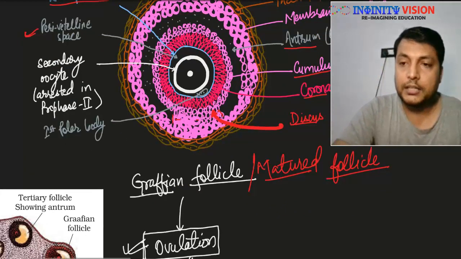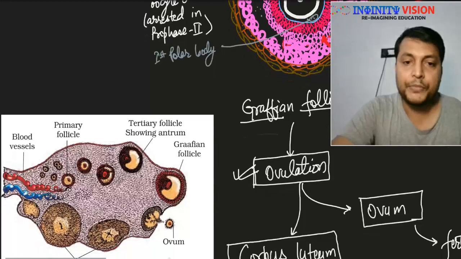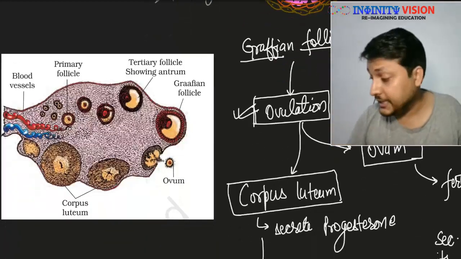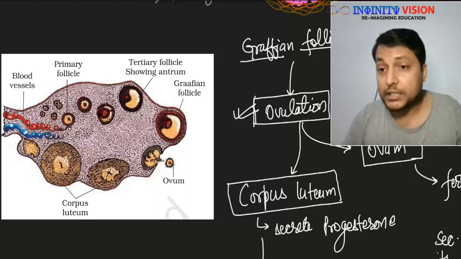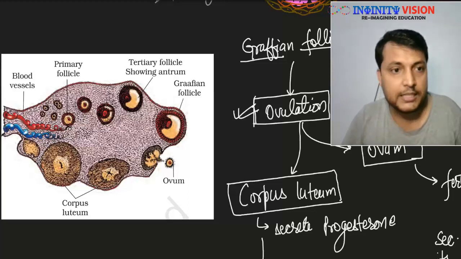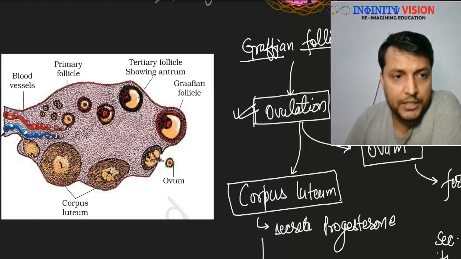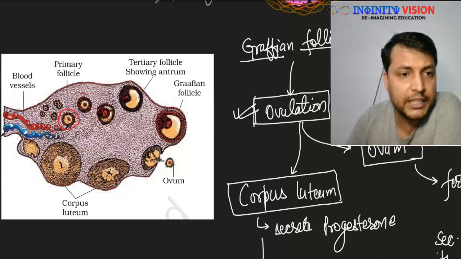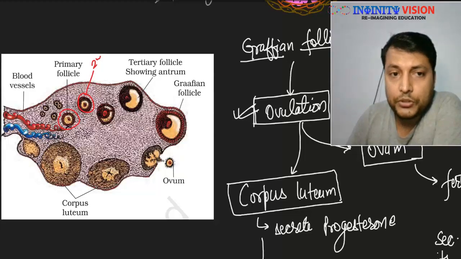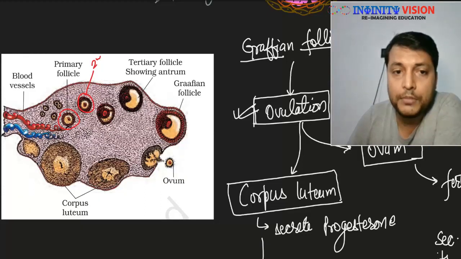Let us see how this will happen. This diagram is from NCERT. If you look, this is the ovary, and these are the ovarian blood vessels. Now these are primary follicles. Can you see here? This is a primary follicle. The primary follicle went into the secondary follicle. This is the secondary follicle. Now there is formation of antrum, so this is the tertiary follicle, and after the tertiary follicle it further moved to form the Graafian follicle.